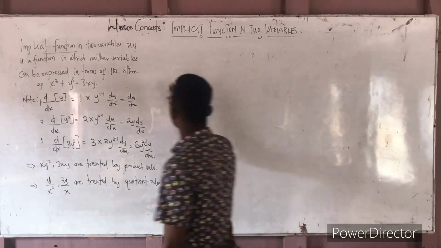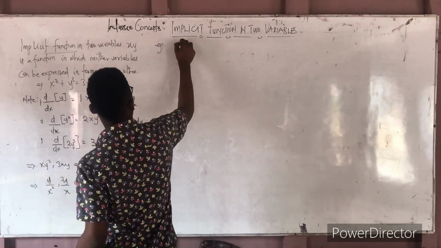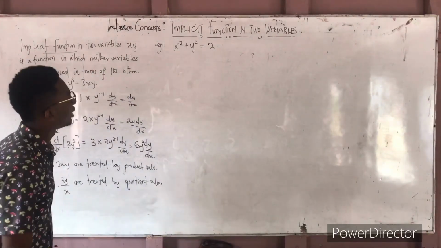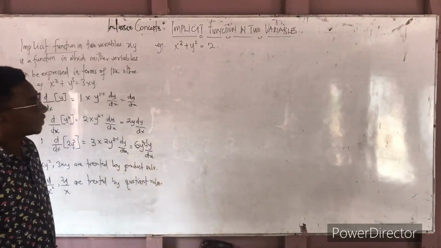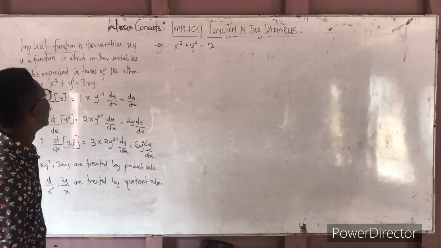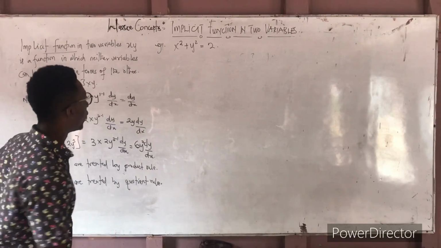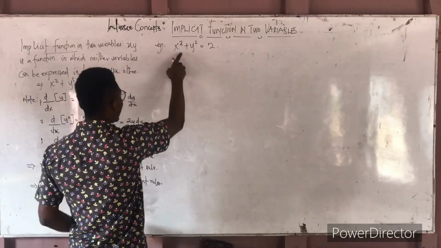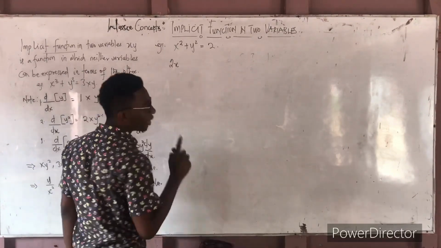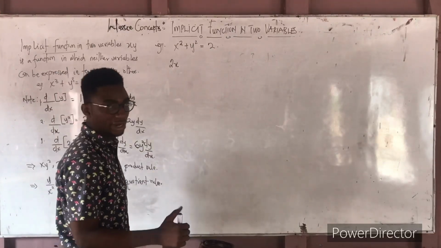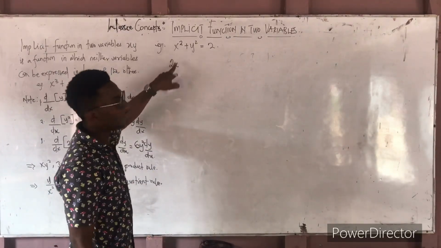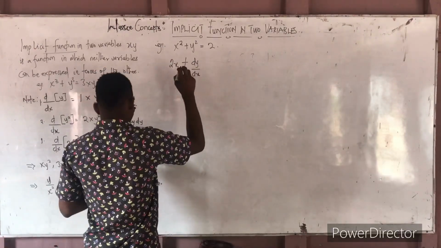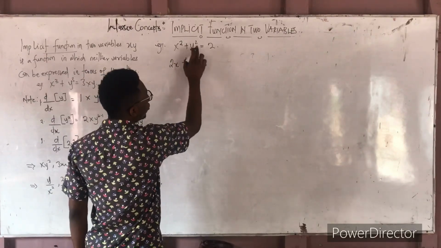So let's take 2 examples. Example 1: x squared plus y squared is equal to 2. This is an implicit function, and we are asked to find the derivative of this implicit function. What do we do? Now, dy dx of x squared will give you 2x. Take note, look at what I'm doing very carefully. dy dx of x squared will give me 2x plus dy dx of y squared.